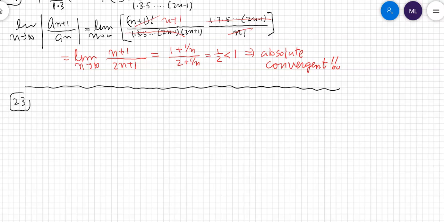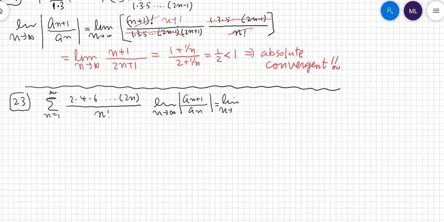Sure, 23. Okay, so 23 is the summation from n equals 1 to infinity of 2, 4, 6, and so on up to 2n over n factorial. Okay, so the limit as n goes to infinity, and I just put the absolute value because that's the definition. Okay, the limit as n goes to infinity.